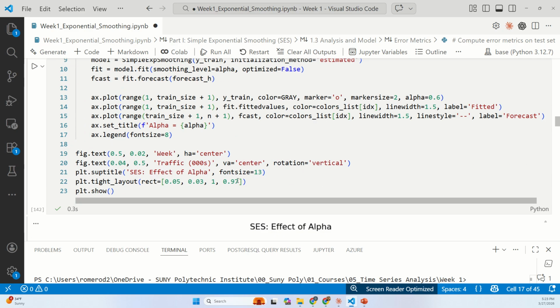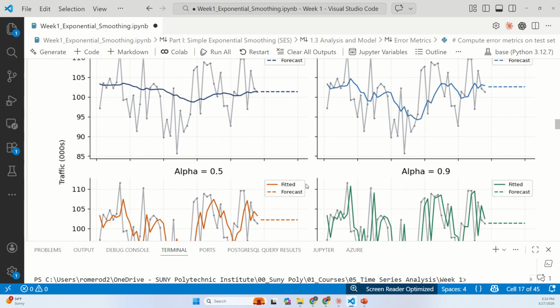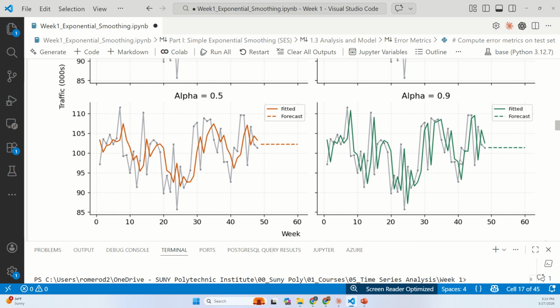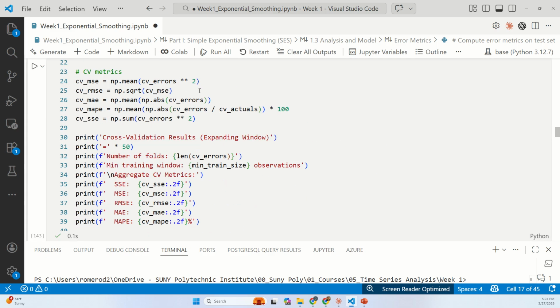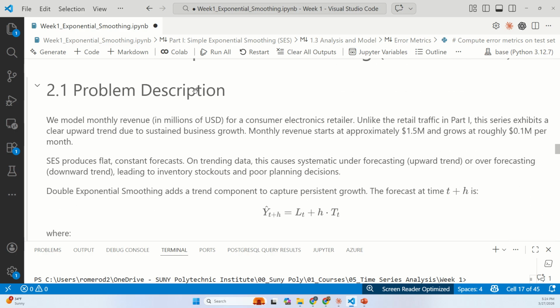All right. So you can analyze the impact of changing alpha. If you have alpha close to zero, then your fitted values won't change that much with the variability of the time series. But as it increases, it tends to be more responsive to the latest changes. Okay, so this is the cross validation for expanding window. I will leave it for the next problem.